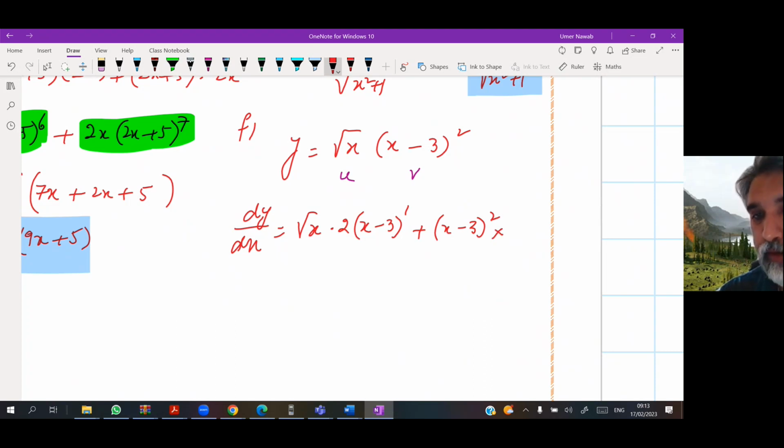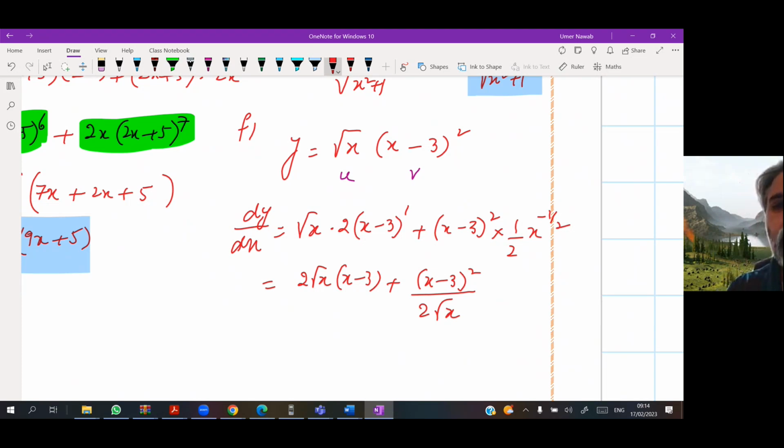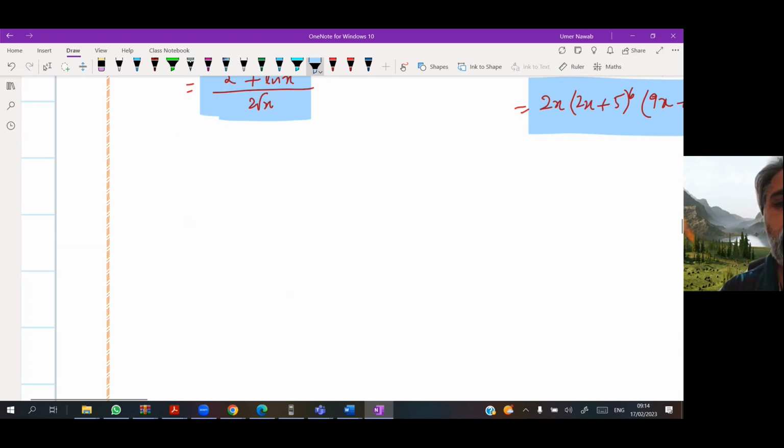Apply the power rule on square root of x because we want to take the u prime. 1 over 2, x raised to minus 1 over 2. Now this will become 2 square root of x minus 3, plus (x minus 3) whole squared over 2 square root of x. I think we need to leave it here. No need to further solve because the basic product rule is practiced.